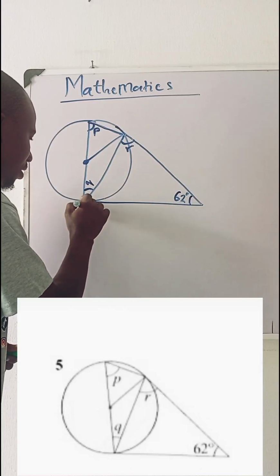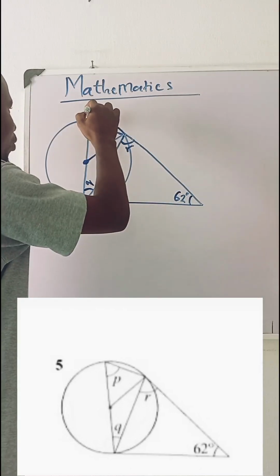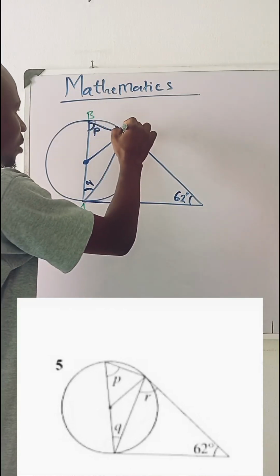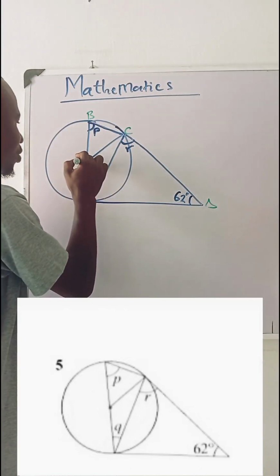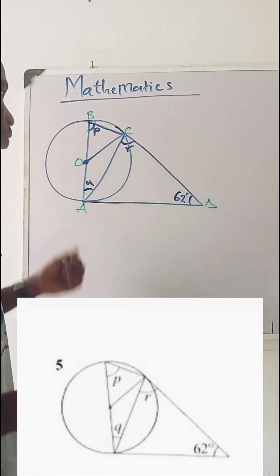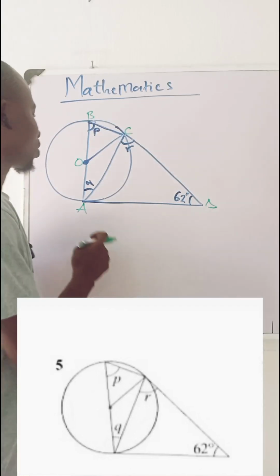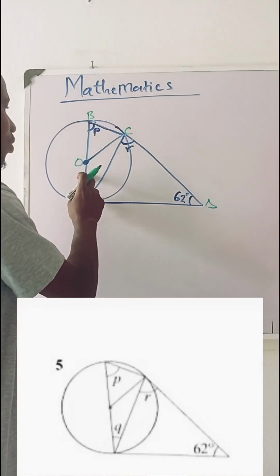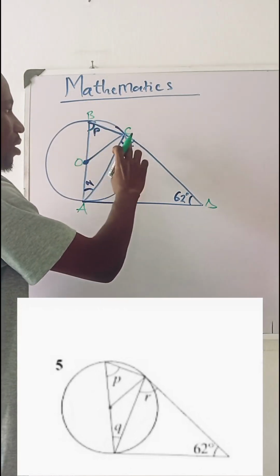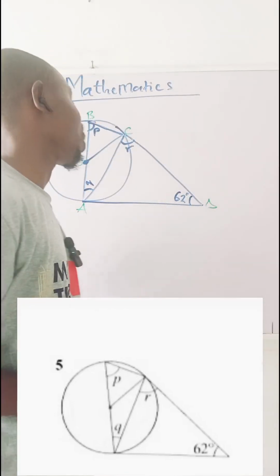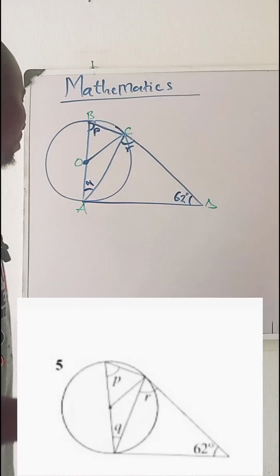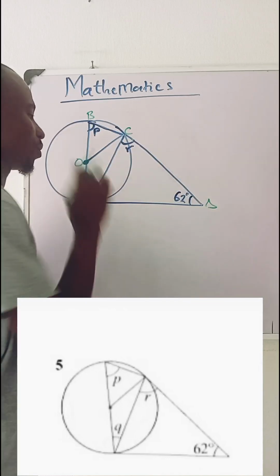Let me say A at every point, this is B, this is C, this is D, and the center, let's just call it center O. Okay, we're asked to solve for Q, P, and R. We are going to solve them one after the other. So let's start by solving our Q.